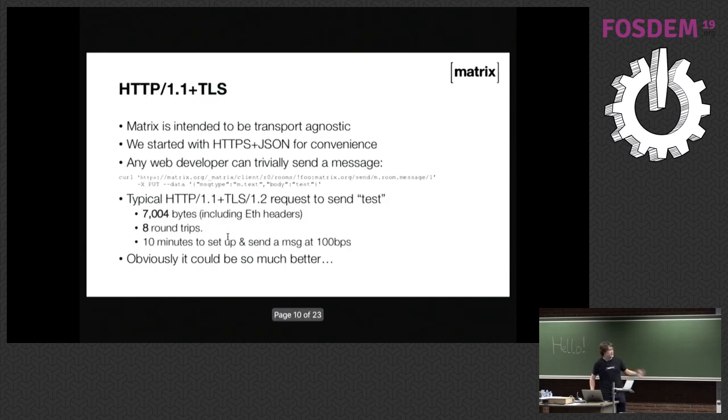So we looked at HTTP 1.1 and TLS, which is what we do by default today. Anybody can just do a curl. That is literally the curl to send a message to a room in Matrix today. I did that curl last night, and it took 7,000 bytes, including the Ethernet headers, and 8 round trips in order to send the message "test".